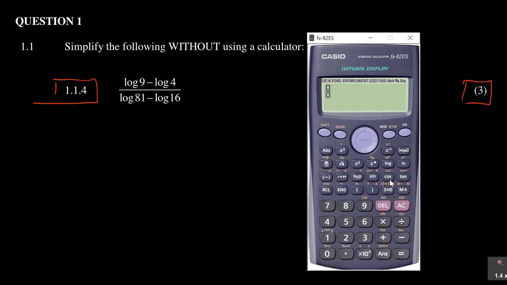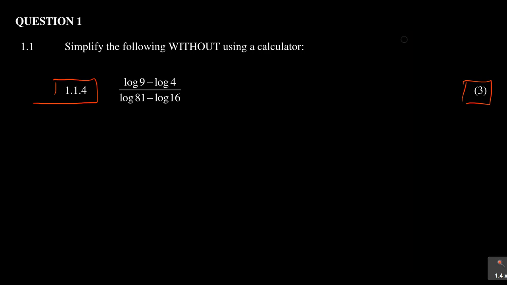So in this case, I'm given log 9 minus log 4, and then over log 81 minus log 16. So that's what I'm having. Remember, when you open the bracket, close the bracket, because the calculator actually opens the bracket the moment you enter log. So it is your duty to close the bracket so that you don't make errors while you're entering the logs. And you can see I'm getting equal to 1 over 2.